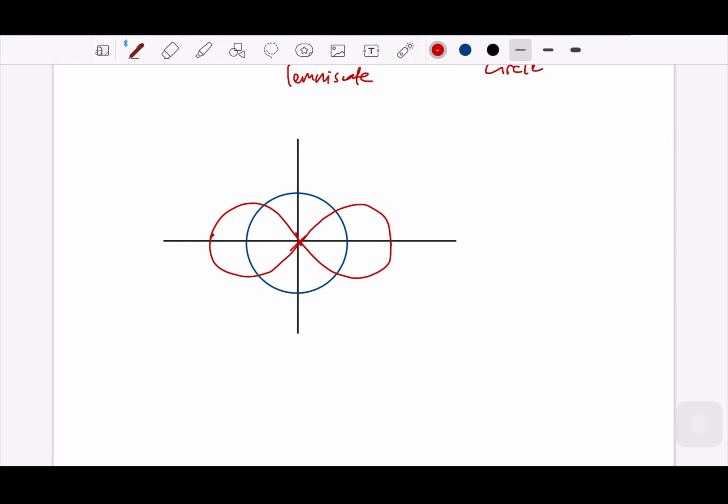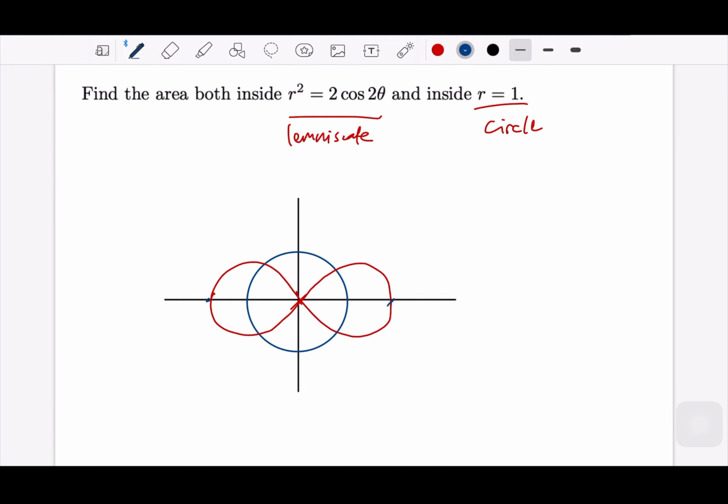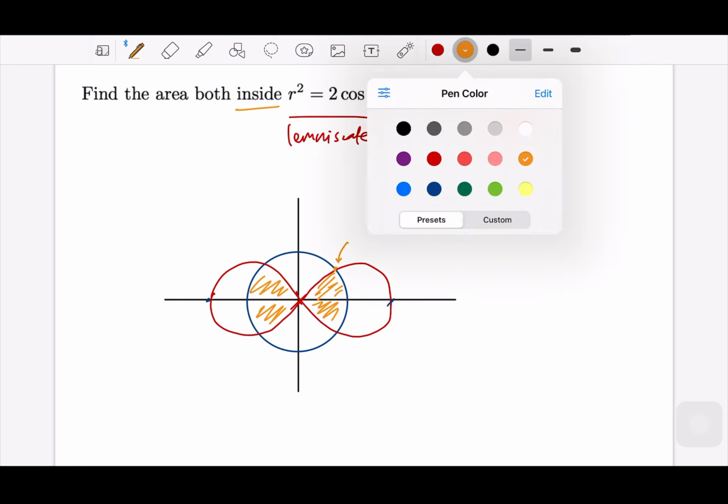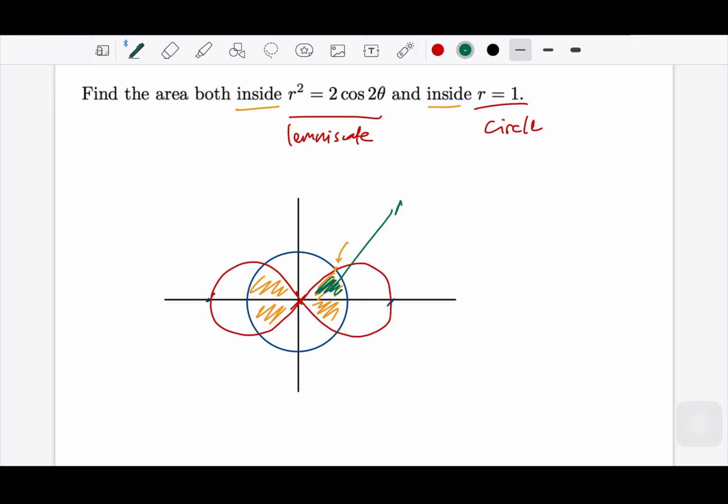So it's a circle with radius 1, and the lemniscate with the outer point here equal to 2. But the important point now is to find the intersections, which is at this point. At least one. If you look at the question, it's inside the lemniscate and also inside the circle, which is this, right? And because this is symmetrical, we want just one area here, A1, because we can multiply by 4. That's the total area.